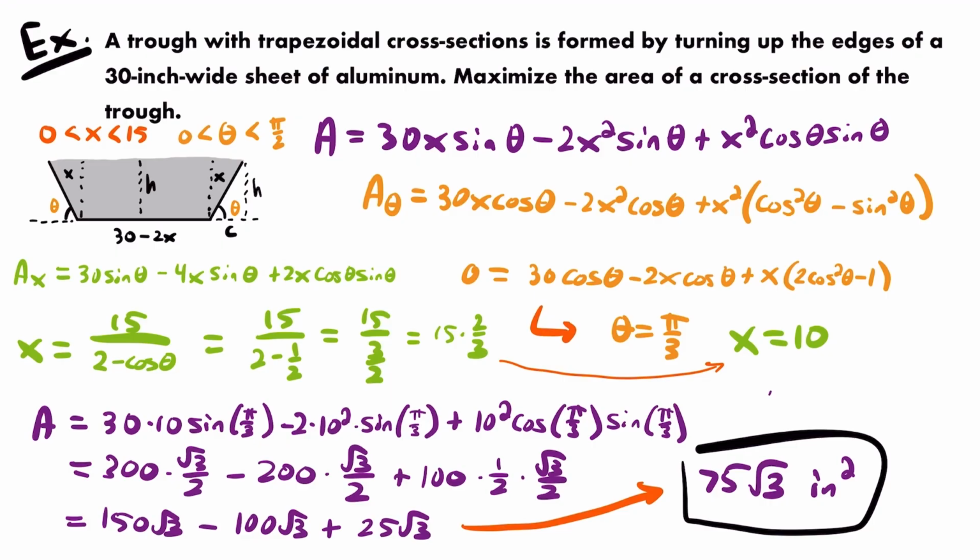And as an approximate value, 75 square roots of 3 is about 129.90 and some more decimals. Okay, but real quick, if you wanted to check it, if you wanted to make sure that this is a value of maximum area, you could use the second partials test for x equals 10 and theta equals pi divided by 3. If you set that up for this example, here's what you would find.